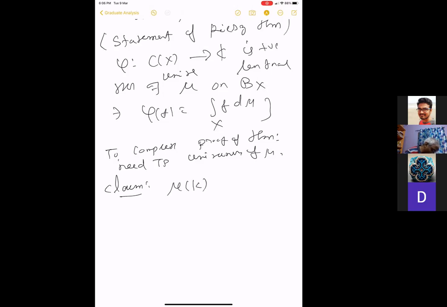Mu of K for any compact set. I mean, any closed set is compact here because it's a compact metric space. For K contained in X, mu of K equals the infimum of phi of f, where f is greater than or equal to the indicator function on K.